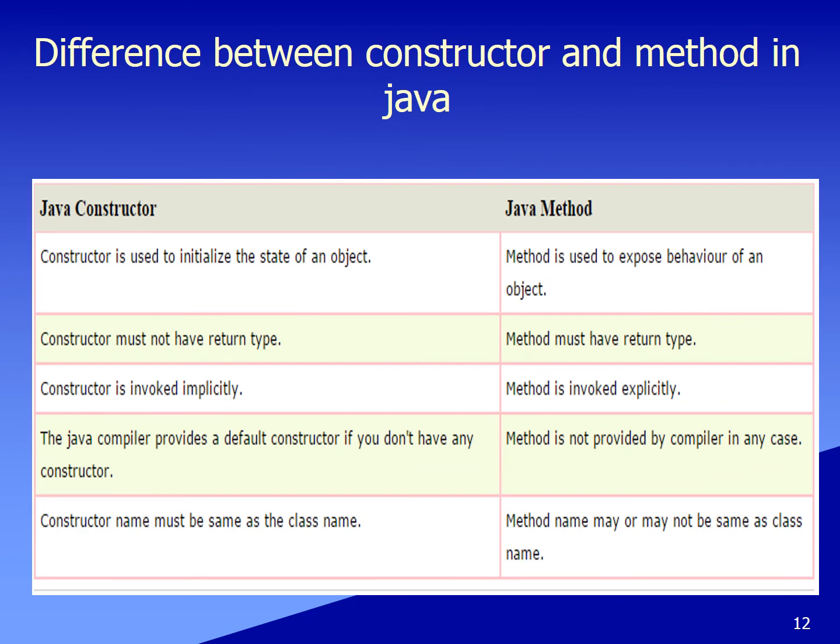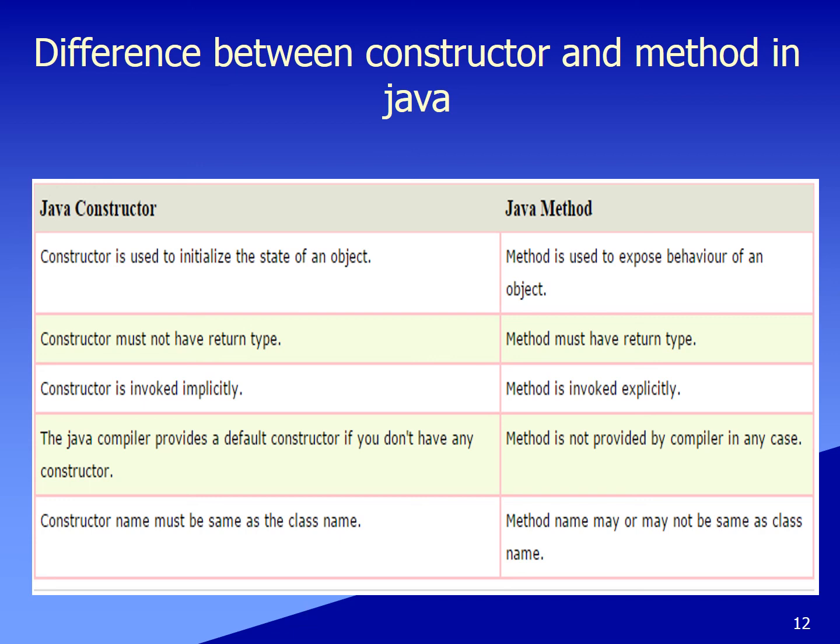Now there is a difference between constructor and method. A constructor is used to initialize the state of an object. A method is used to expose the behavior of an object. A constructor must not have a return type. A method has a return type. When the method gives nothing, you have to write void before the method, but you don't write anything before a constructor. A constructor is invoked implicitly, a method is invoked explicitly.